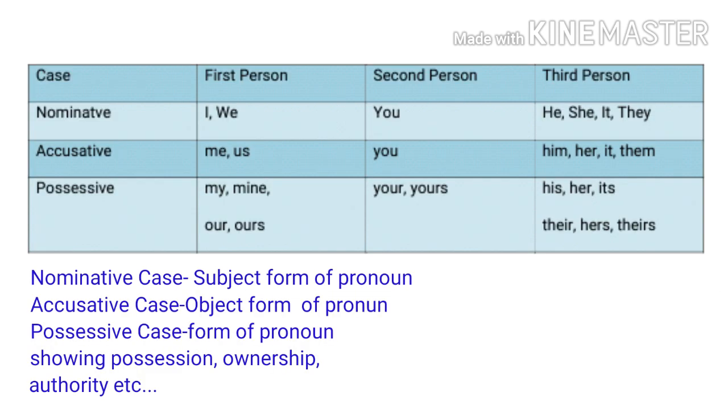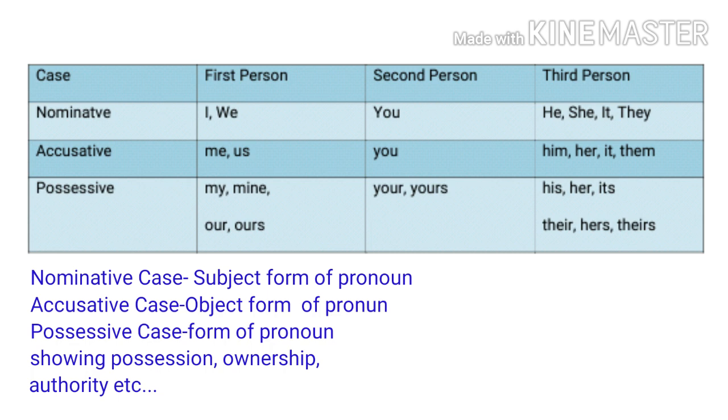Case of a pronoun. Don't get embarrassed with this expression. Case of a pronoun indicates how it is used. That is, whether it is used as the subject or object, or to show the possession or ownership. The form of a pronoun used as the subject of a sentence, or we can say the subject form of a pronoun, is said to be in the nominative case. Object form of a pronoun is said to be in the accusative case.